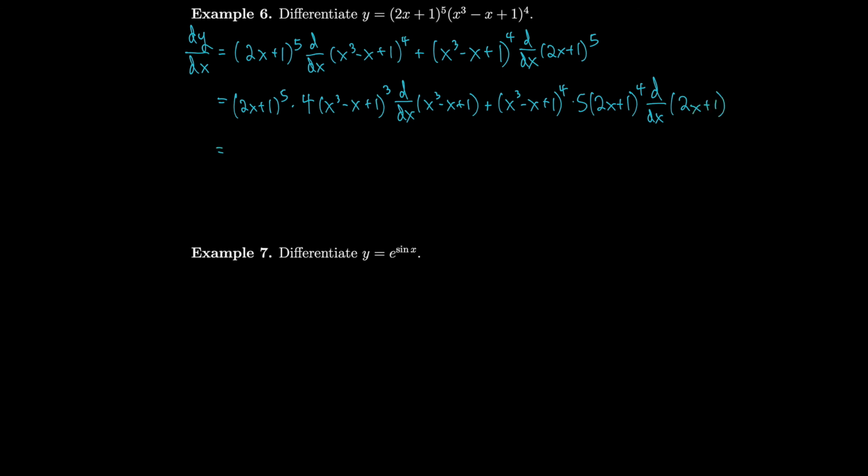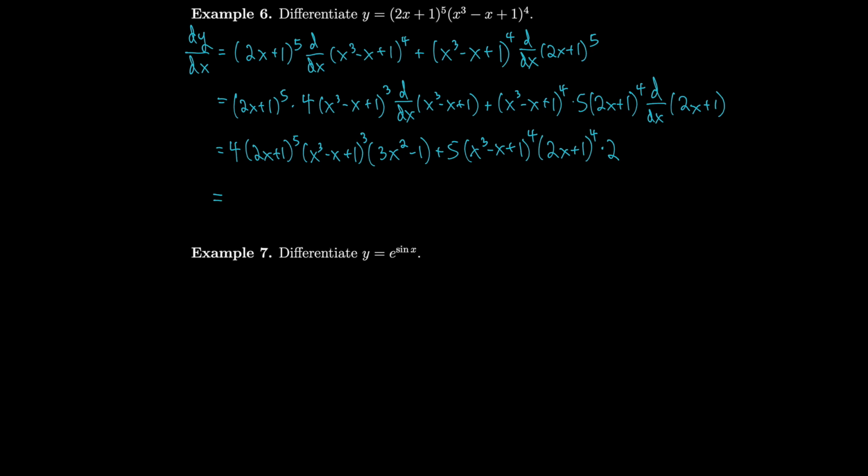All right, let's see if we could simplify this at least a little bit. So we have 4 times (2x plus 1) to the 5th times (x cubed minus x plus 1) cubed times (3x squared minus 1), because that's the derivative, plus 5 times (x cubed minus x plus 1) to the 4th times (2x plus 1) to the 4th times 2.